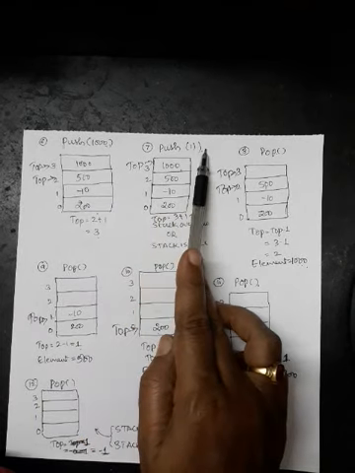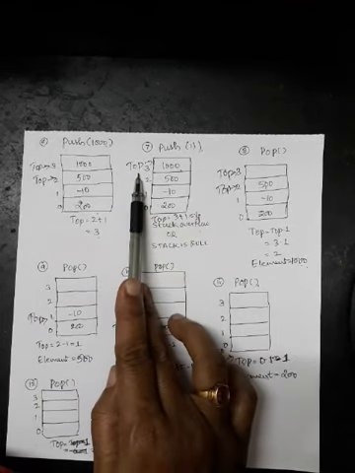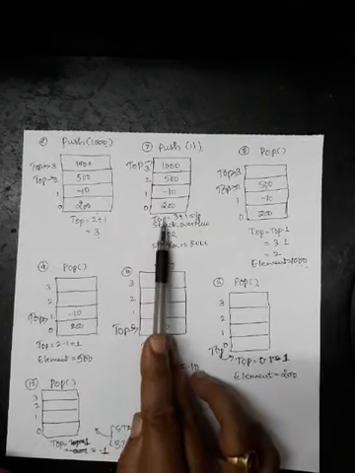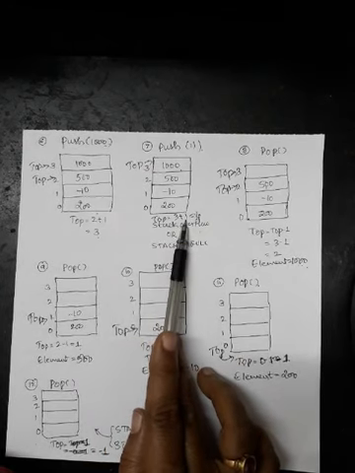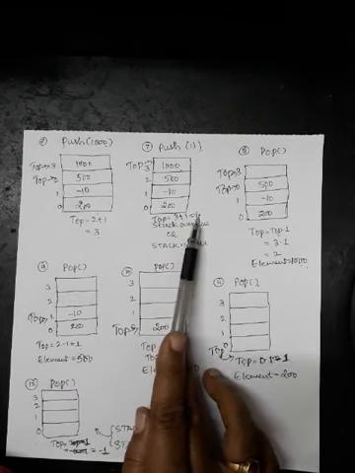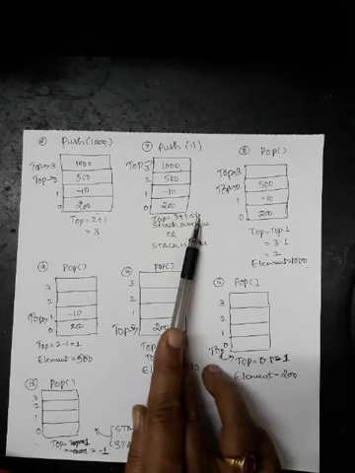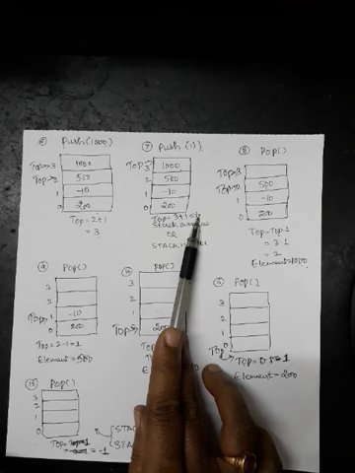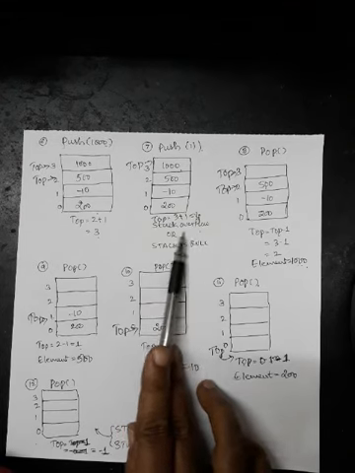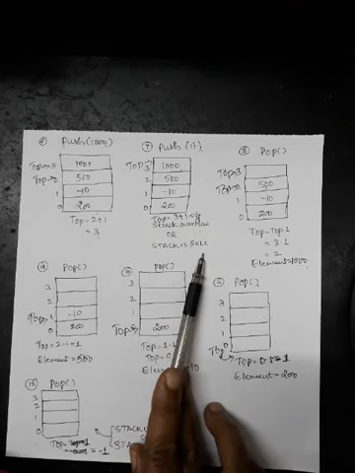Next operation is push 11. Now top has reached 3. In push operation we increment the top by 1. Top is 3 plus 1, 4. Top value has reached the maximum size of the stack. Okay, so it is not possible to insert the new value. We have to display an error message, stack overflow or stack is full.